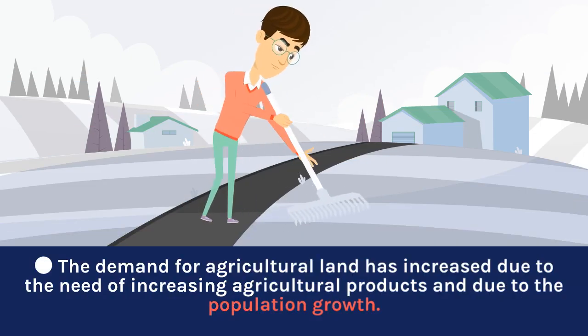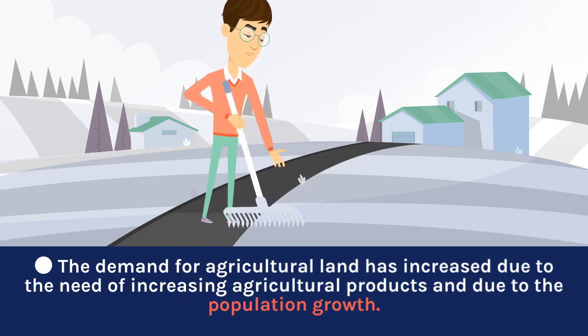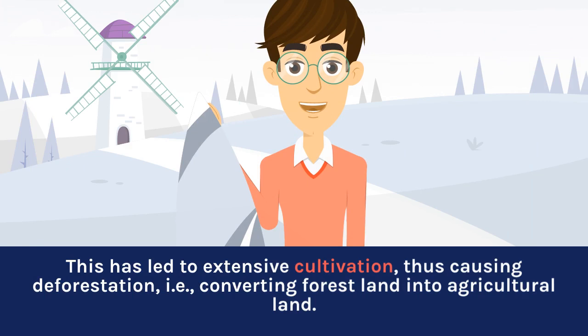The demand for agricultural land has increased due to the need of increasing agricultural products and due to the population growth. This has led to extensive cultivation, thus causing deforestation, i.e., converting forest land into agricultural land.